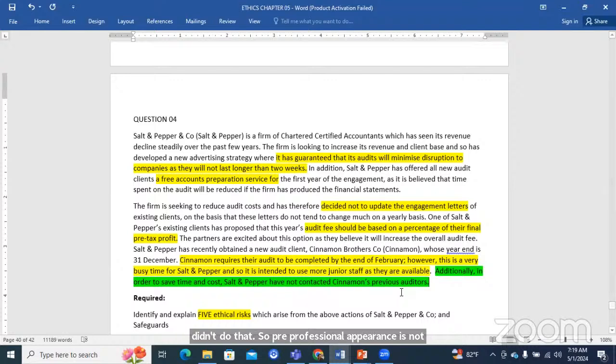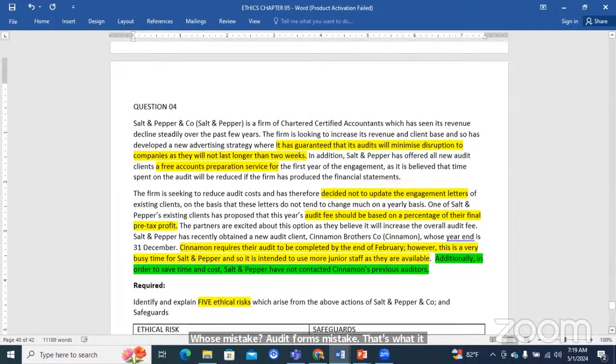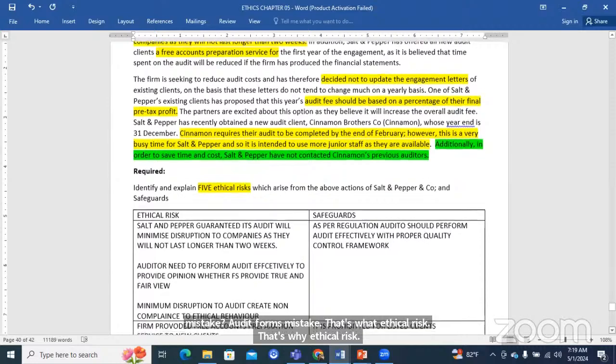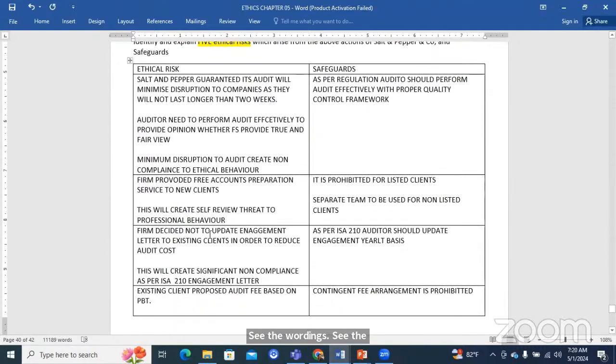It is one factor you should consider before accepting an engagement. Whose mistake is this? Non-compliance with ISA 210. Whose mistake? The audit firm's mistake. That's why it is an ethical risk. See the wordings. The firm decided not to update the engagement letter to existing clients in order to reduce audit cost. This will create significant non-compliance as per the ISA 210 engagement letter. What is the safeguard? Update the engagement letter.